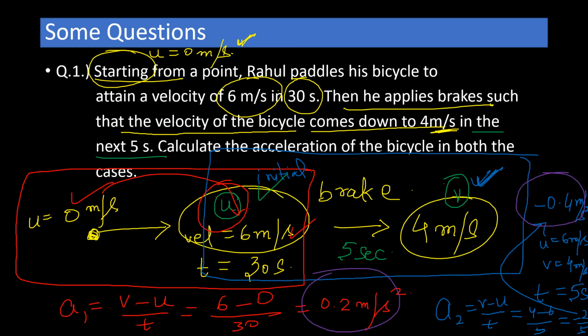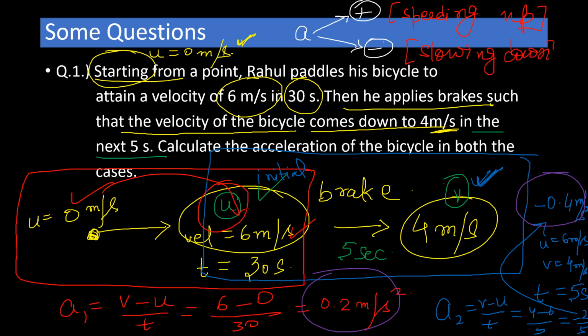So guys, note it here that we have two kinds of acceleration. One is positive acceleration and the other is negative acceleration. Positive acceleration simply means that the object is speeding up. That means its velocity is increasing. Negative acceleration means that the object will be slowing down. Okay? All right. So I think this question is clear to you all, guys.